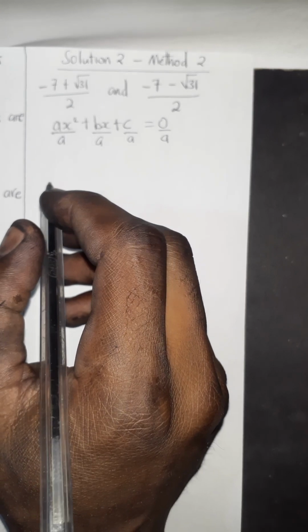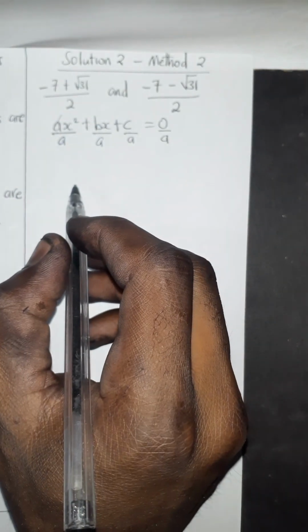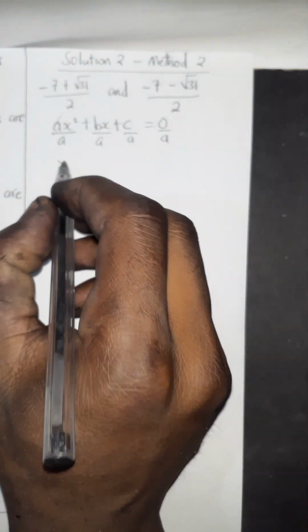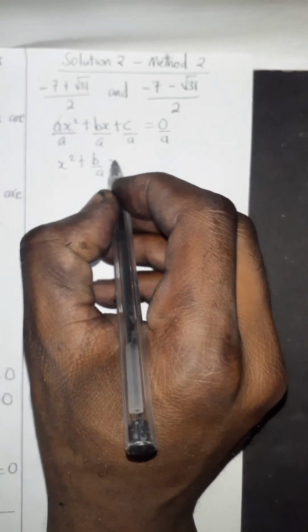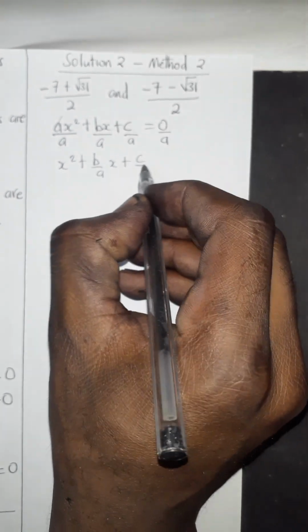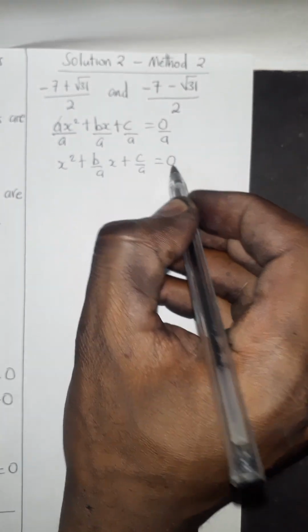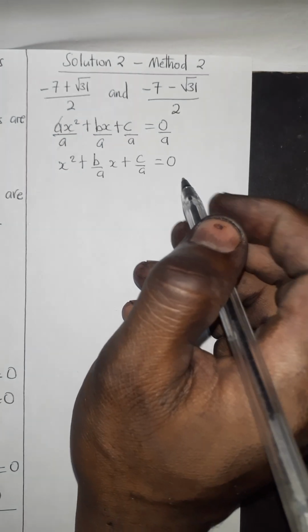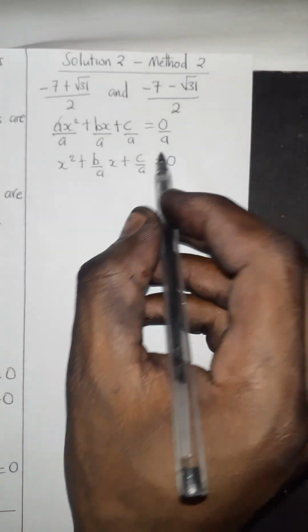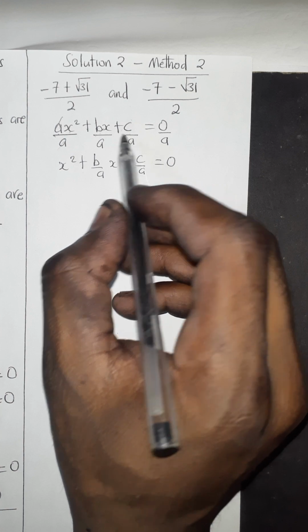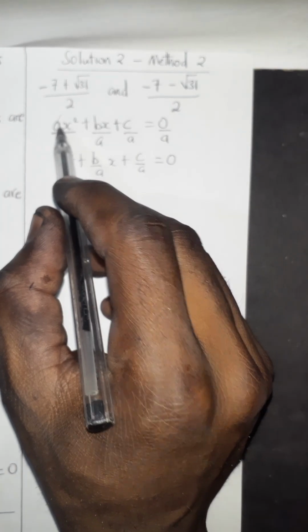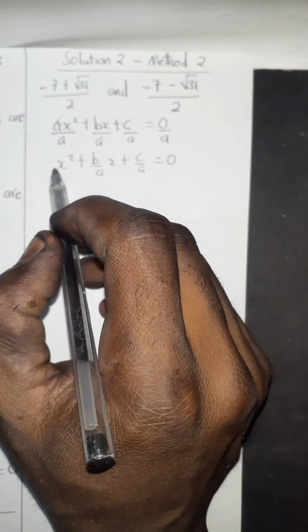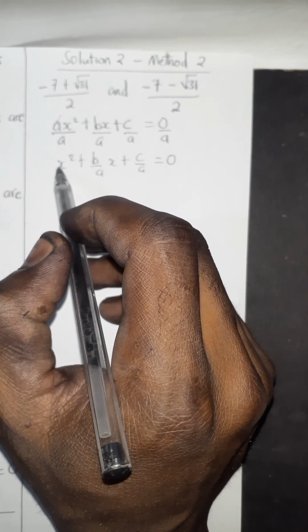After dividing, this is what we get. This cancels this, and we get x squared plus b over a x plus c over a is equal to 0. Looking at this, we can see that this one is the constant, this is the coefficient of x, and this has coefficient 1, which is positive.